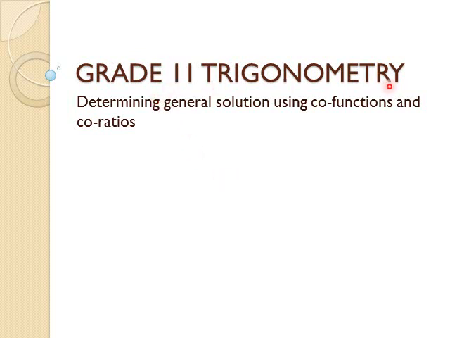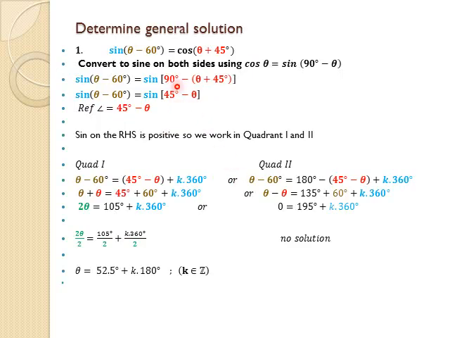I'm looking at grade 11 trigonometry, and at the same time some are revising for grade 12 as well. Now in this lesson we'll be determining the general solution, but we're going to be using co-functions and co-ratios. First and foremost, as you can see, I have sine(theta minus 60) equal to cos(theta plus 45).